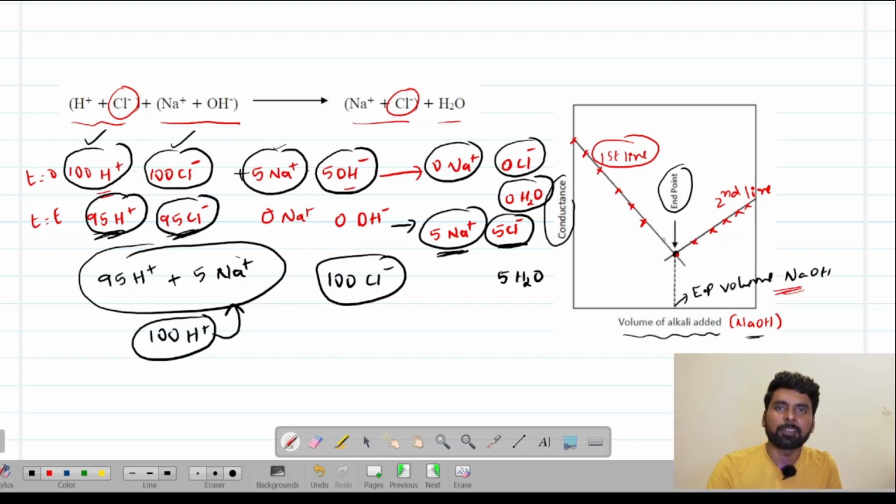Very important point, I am repeating the point. Why is the graph decreasing, the conductance in the first line? The simple reason is that high mobile H plus ions are replaced by low mobile Na plus ions.